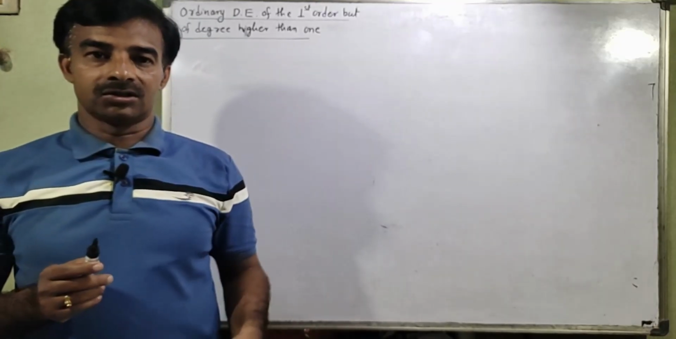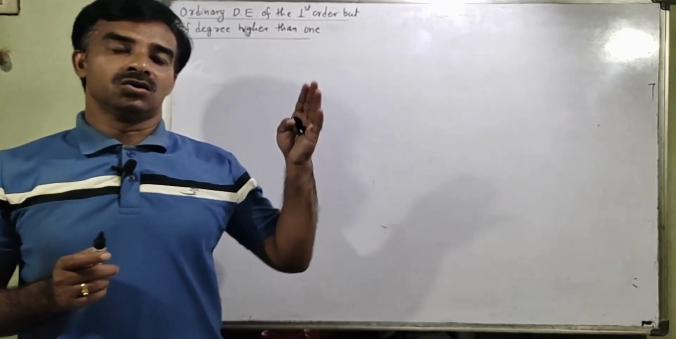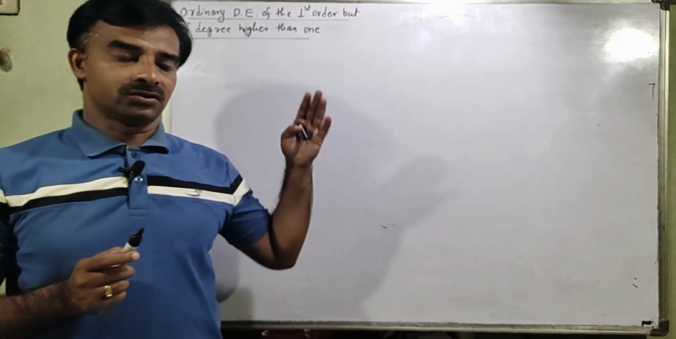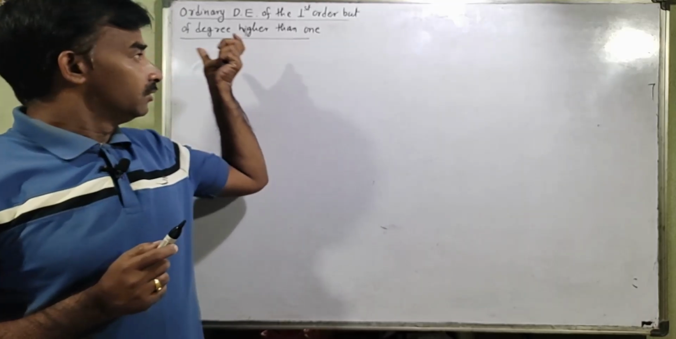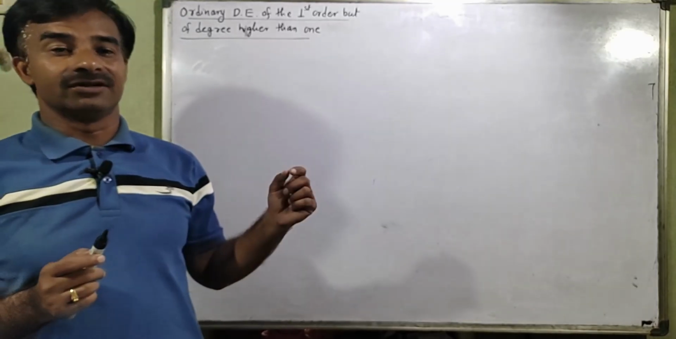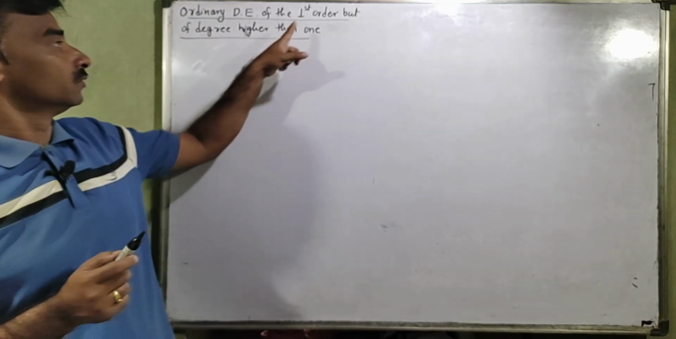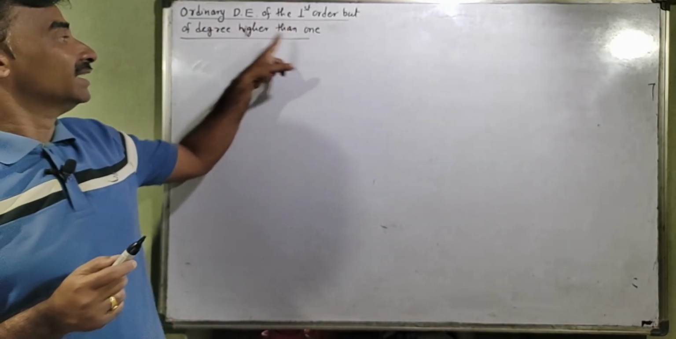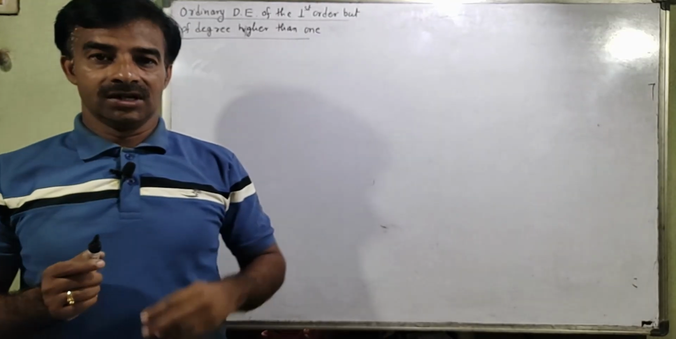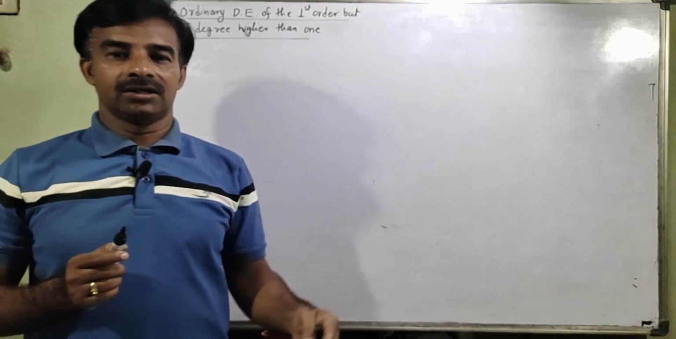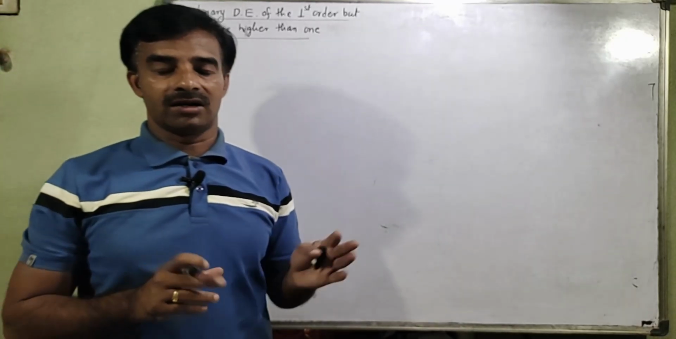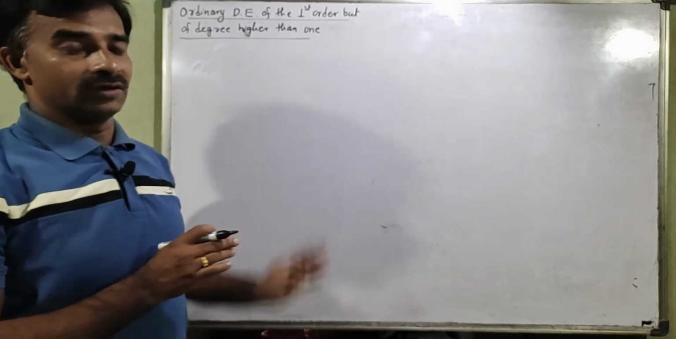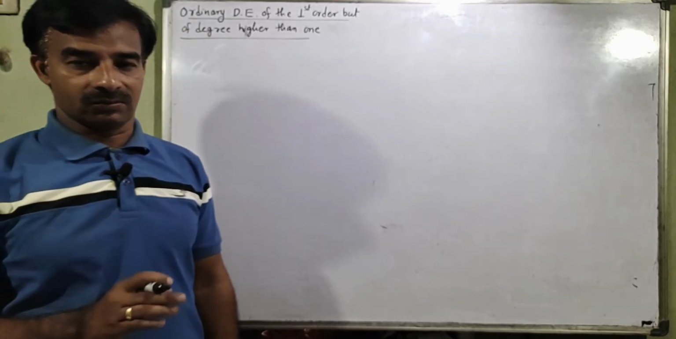In previous lectures we have gone through different first order first degree differential equations. Right now we are going with the first order degree higher than 1. That means degree 2, degree 3, degree 4, and so on. Like that one, we are going with those differential equations in this topic here.